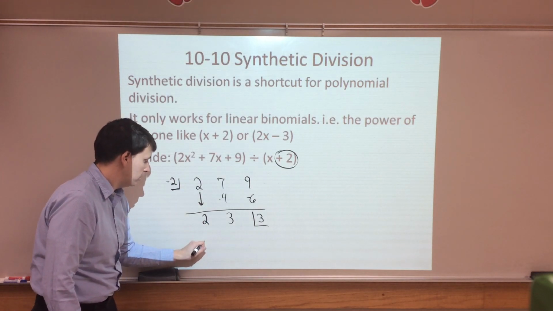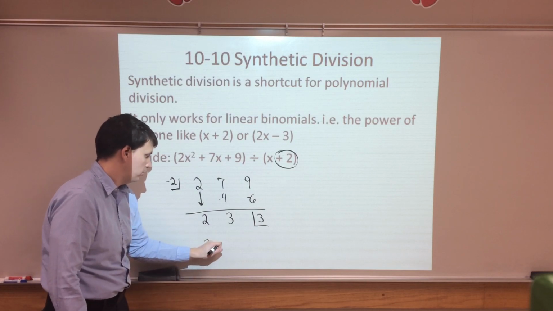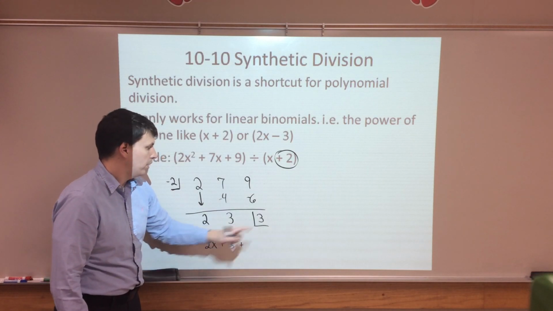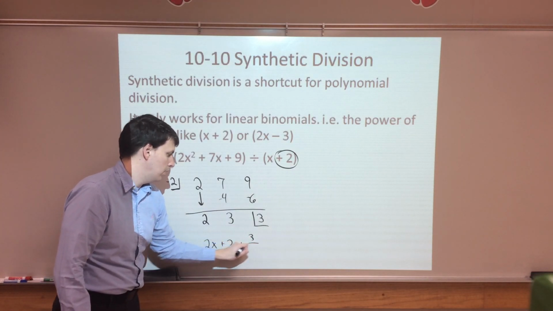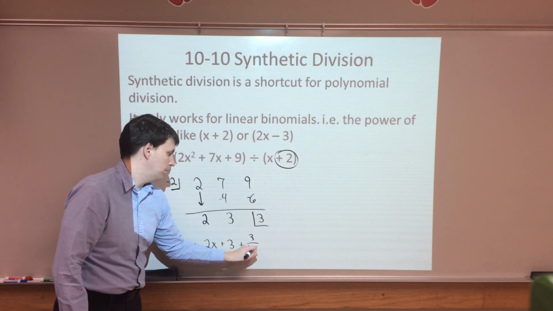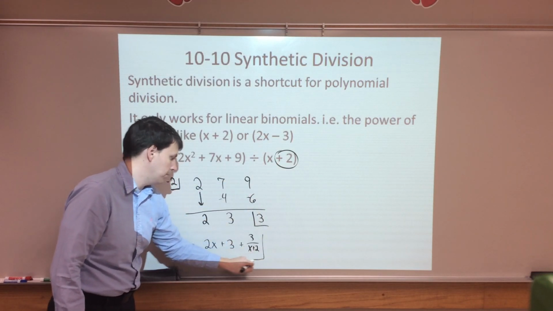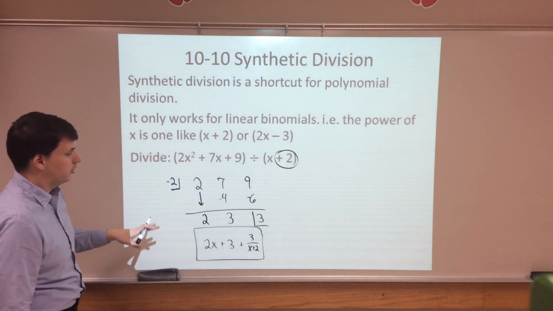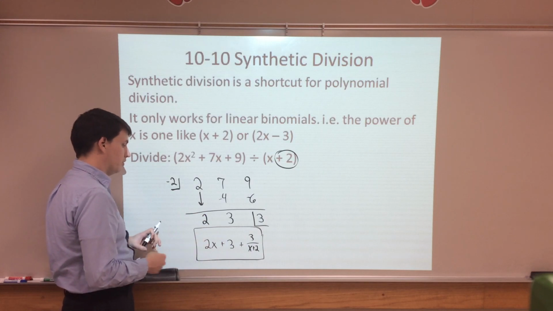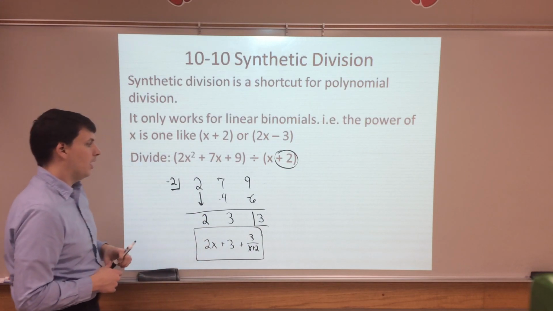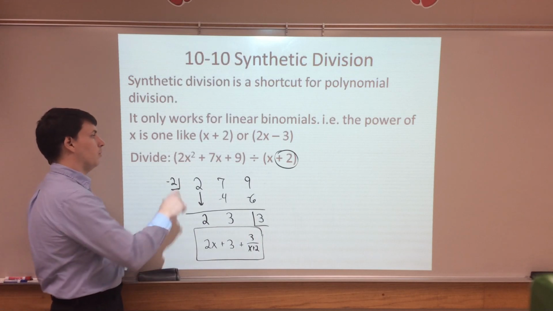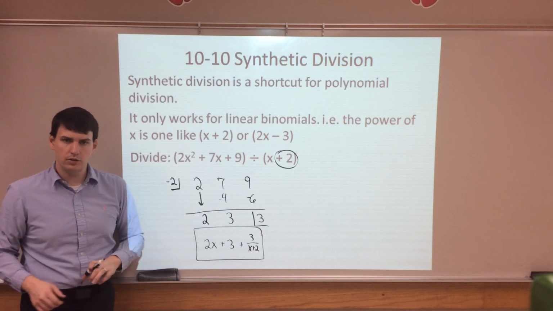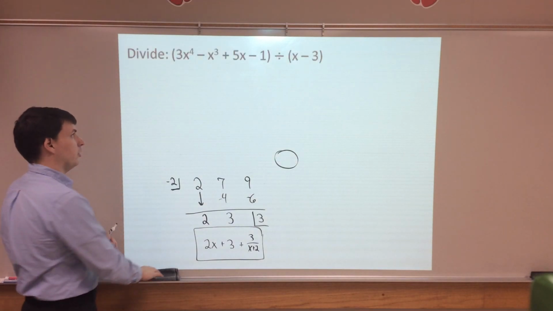So the solution will be 2x to the first plus 3 as a constant, and then this value is our remainder, so I'll put plus 3 over x plus 2, the original thing that we were dividing by. And that is what we'll get for synthetic division. And certainly you can check your answer by doing long division to see that this in fact would be the right answer. So this is significantly faster when we have linear binomials that we're dividing by. So that's synthetic division. Let's look at some more examples of this.